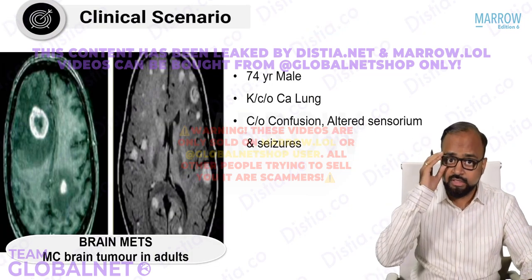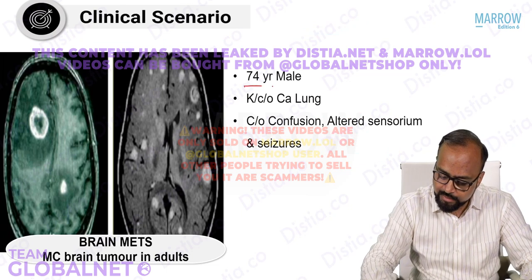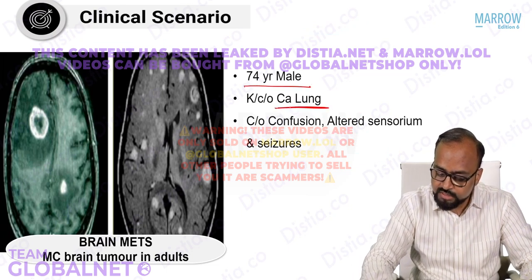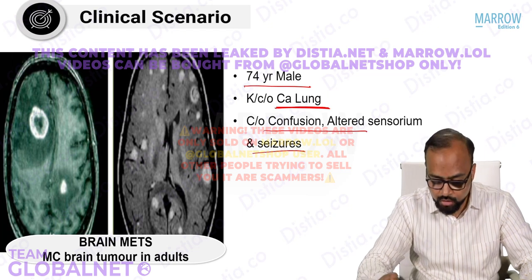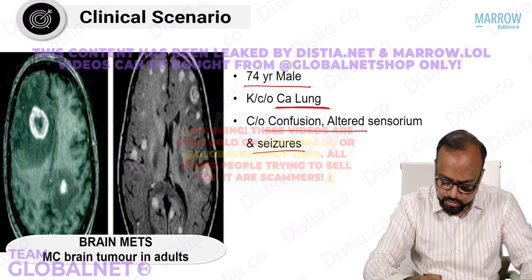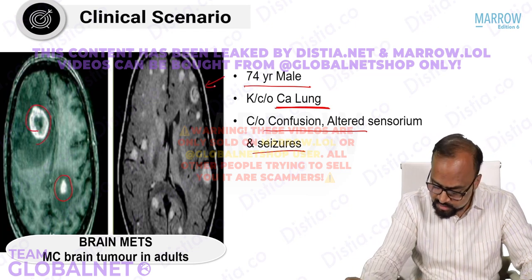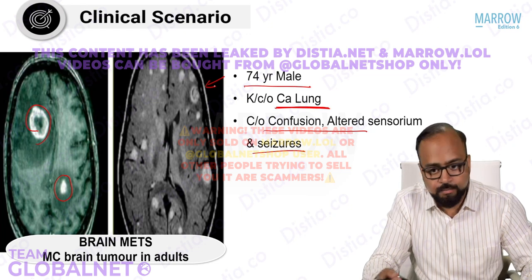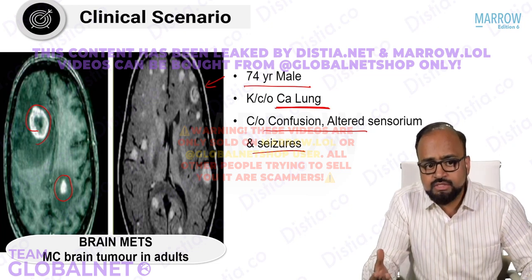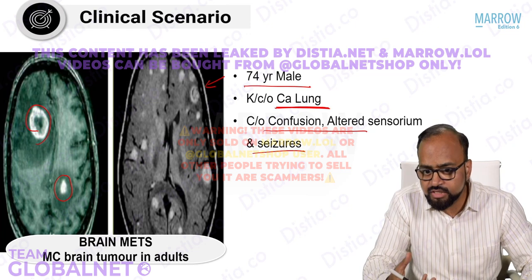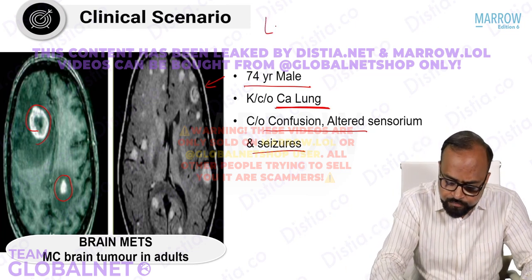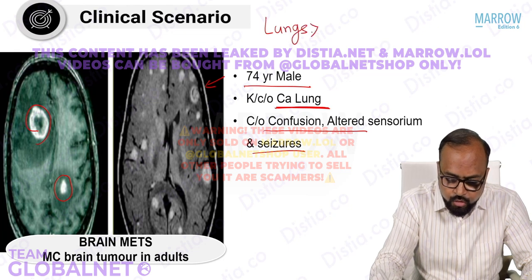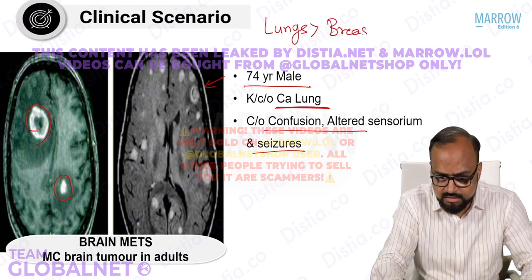Yes. Now look at this clinical scenario. Elderly male, known case of CA lung, presents with altered sensorium, confusion, seizures, and what do you see on contrast MR? You see multiple heterogeneously enhancing lesions. See, there is a lesion here, there is a lesion here, there are multiple lesions here. So these are brain metastases. Now these are discrete masses, usually present at gray-white matter junctions, as you can see in this particular image. Right, the primary tumor is most commonly lungs, or it could be breast cancers as well.